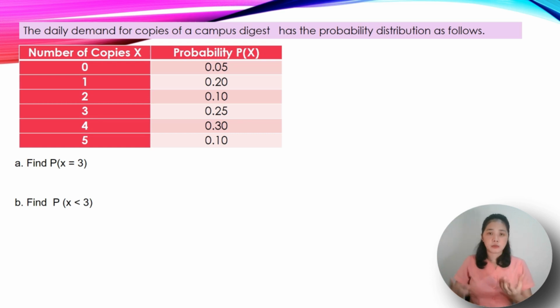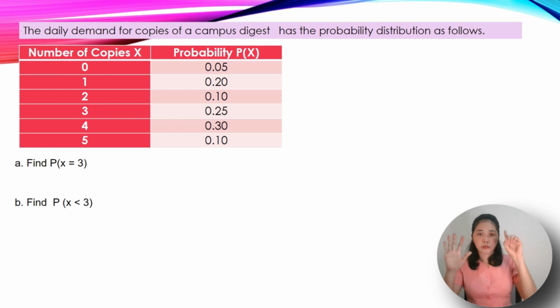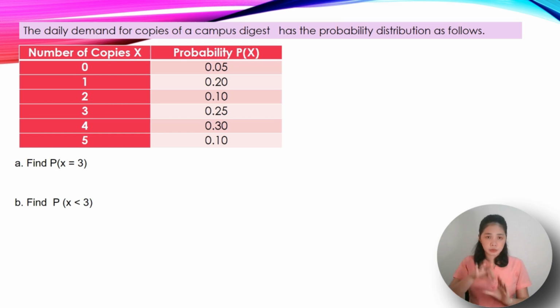Then for its assigned probability distribution, for 0, we have 0.05. For 1, we have 0.20. For 2, we have 0.1. For 3, we have 0.25. For 4, we have 0.30. And for 5, we have 0.1. We will find the probability that X is equal to 3. And letter B, we will find the probability that X is less than 3.